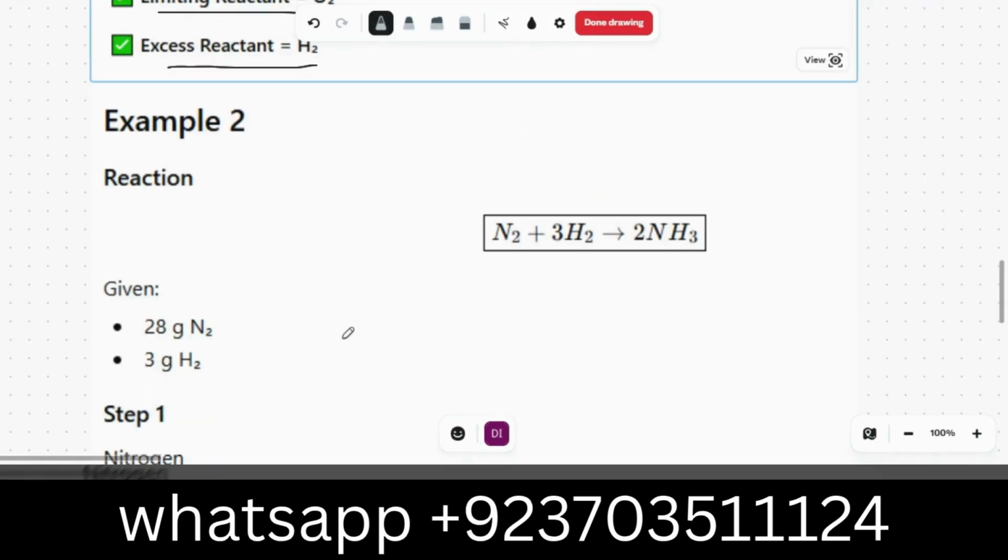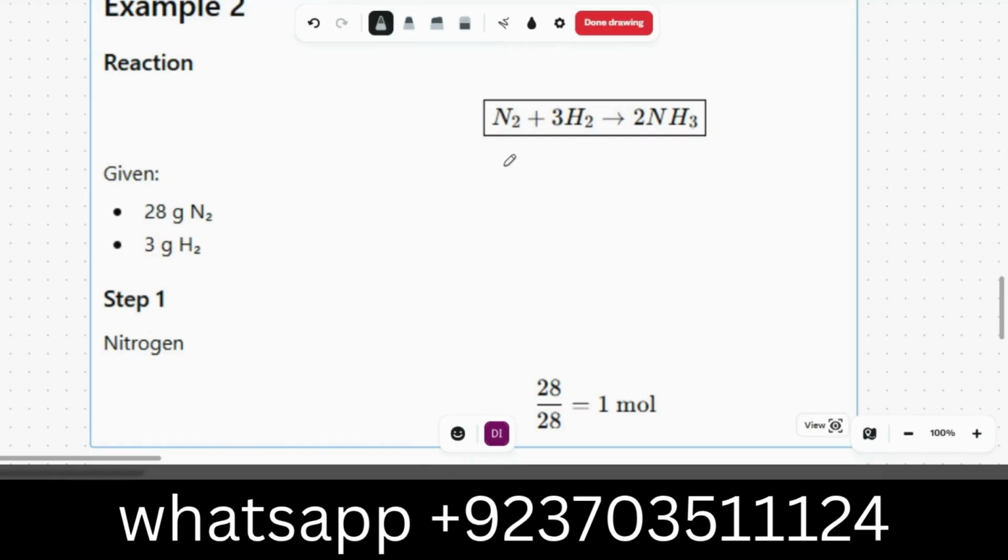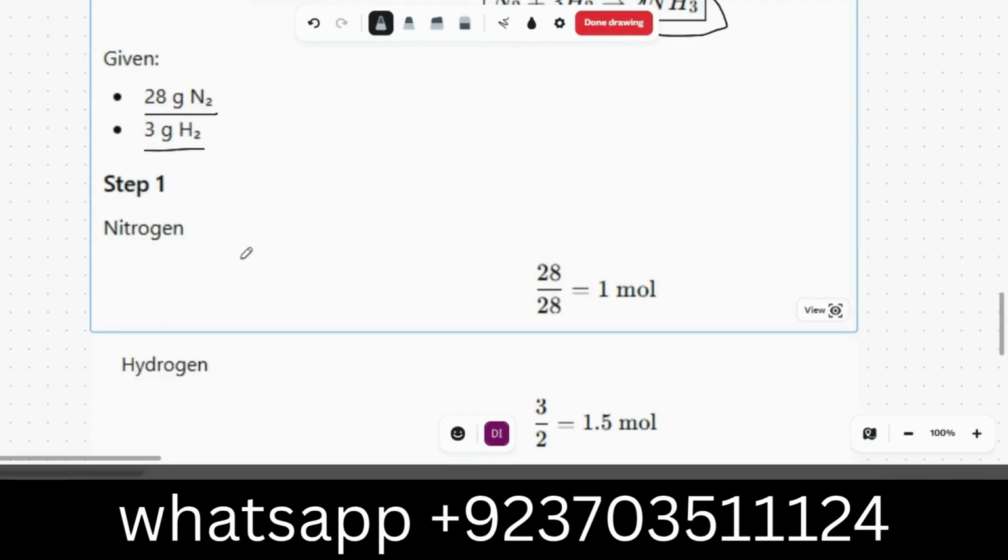Now we will do one more example. Example 2. The reaction is 1 N2 plus 3H2 gives us 2 moles of NH3. We have 28 grams of N2 and 3 grams of H2. So we will find how many moles of nitrogen there are. 28 divided by the Ar of nitrogen, 14 plus 14 is 28, so that is 1 mole.